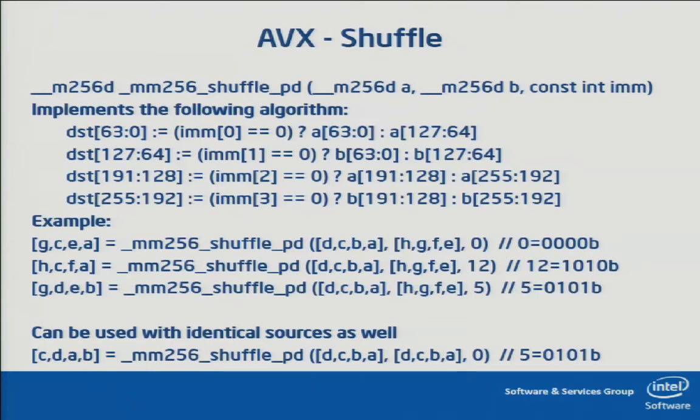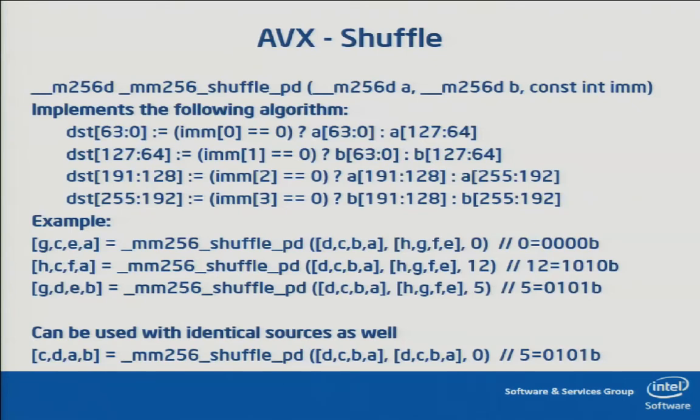If the second binary position of the control value is 0, then the second element of the destination vector will be the first element of the second source, or if this is a 1, it will be the second element of the second source.